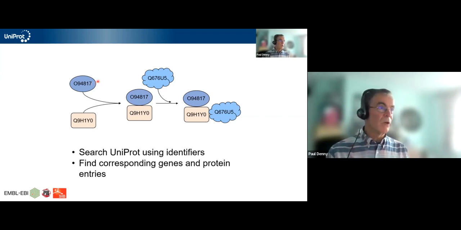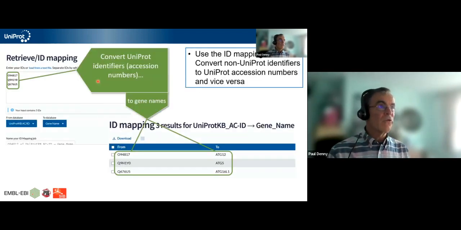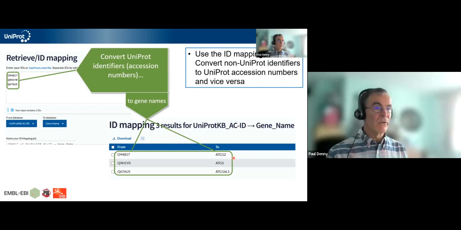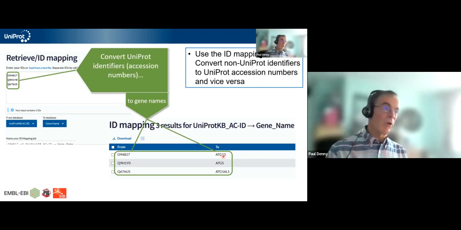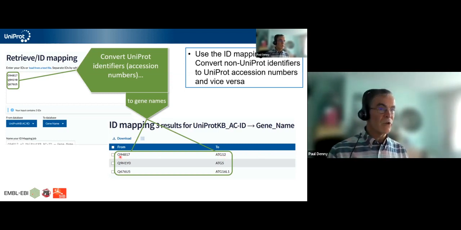And this means that you can use the same tool to now convert those if you want to know more about other kinds of information, such as the gene name. So if I paste in those identifiers, I can then find out the gene names. And in this example, you can see I've just converted back to the gene names that were in one of the earlier slides. So this first one here is ATG12 and so on.